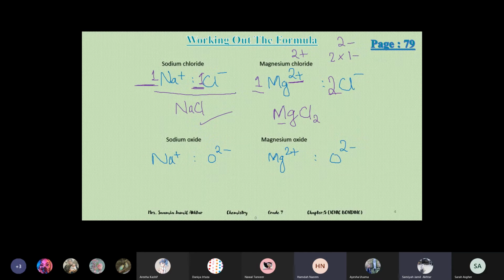Now for sodium oxide, sodium is +1 and oxygen is 2 minus. So how will we balance it? I'm going to add 2 with sodium. So we will write 2 here, no? If we multiply this with 2, it will become 2 plus. So in short, we have to balance the charges by writing any number. So sodium will become 2, Na2, and O.